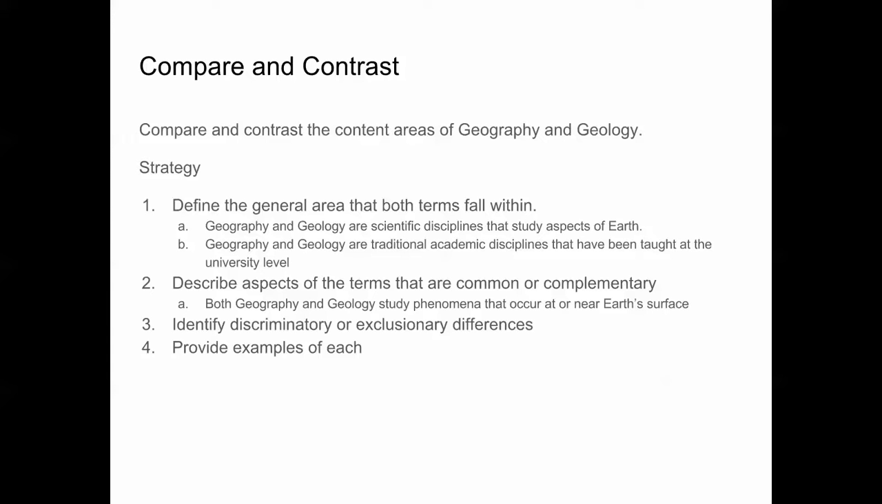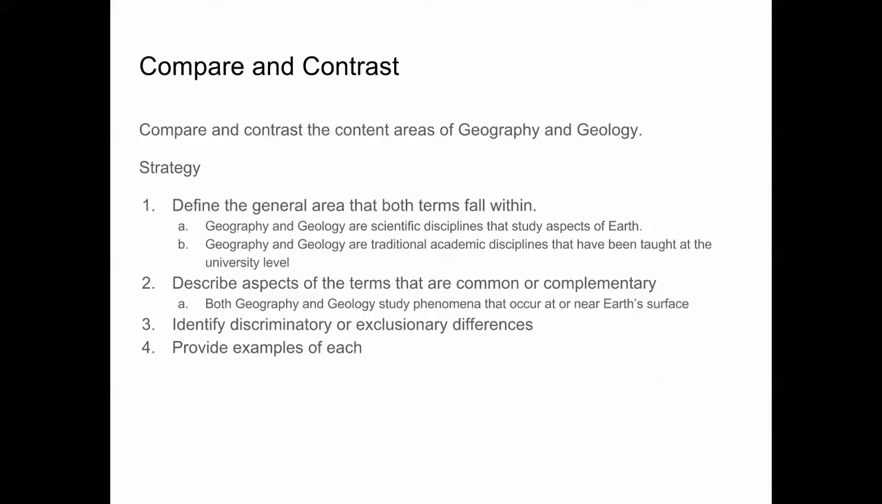So we need to define content areas, and then we need to say, well, okay, what is the commonality? For example, geography and geology are scientific disciplines that study aspects of Earth, or geography and geology are traditional academic disciplines that have been taught at the university level. These are two fundamentally different theses, but in fact, they would allow us to move forward. Next, again, we're going from our very broad thesis to a more detailed supporting statement. Both geography and geology study phenomena that occur at or near Earth's surface.